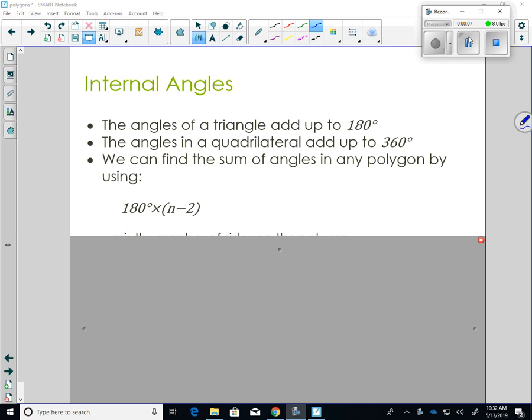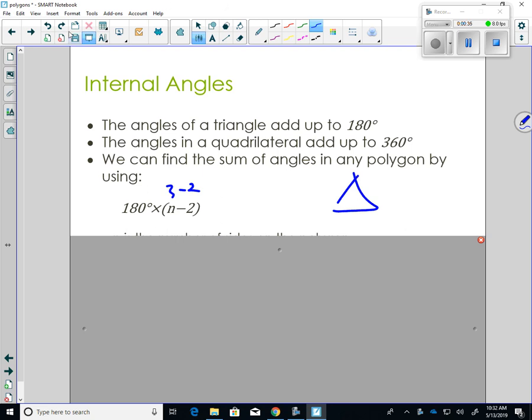Why are you always subtracting 2? That's the rule. But why 2? Why not 8? Well, because you need at least 3 sides to make a figure, right? So like a triangle adds up to 180, but it has 3 sides. So 3 minus 2 is 1 times 180. I realize that's not a proof, but is that good enough for you?